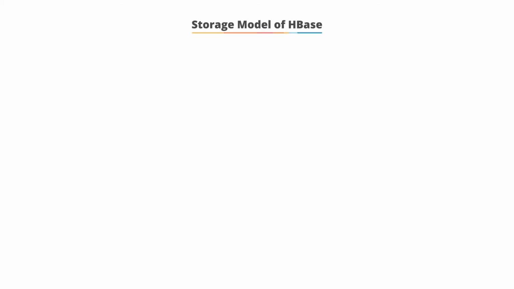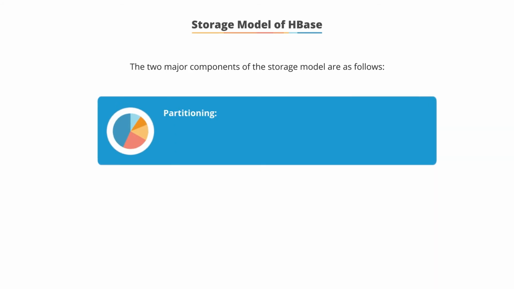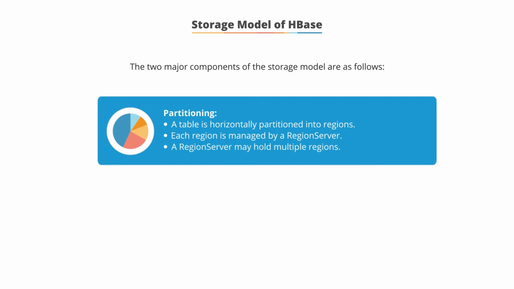Storage model of HBase. The two major components of the storage model are partitioning and persistence and data availability. Partitioning is one part of the storage model, where a table is horizontally partitioned into regions. Each region is composed of a sequential range of keys and then managed by a region server. A region server may hold multiple regions.